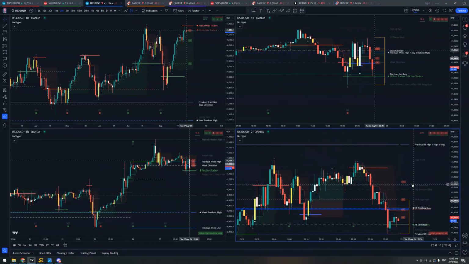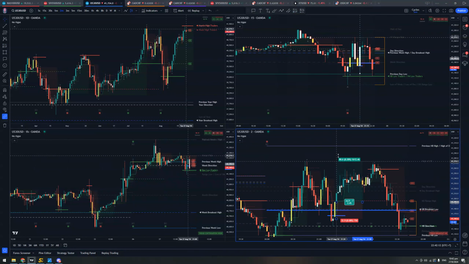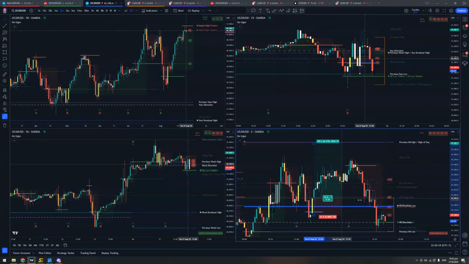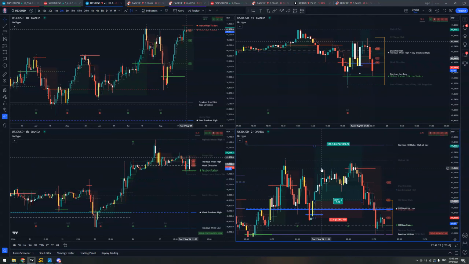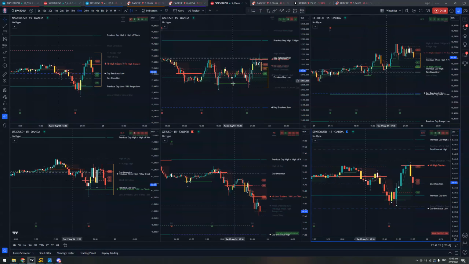Again, tight stops in New York. I trade aggressively and was looking to take the move up to the high of the day. Didn't quite get there, and then I got taken out right here at break even. And that's it. Took those 3 trades.